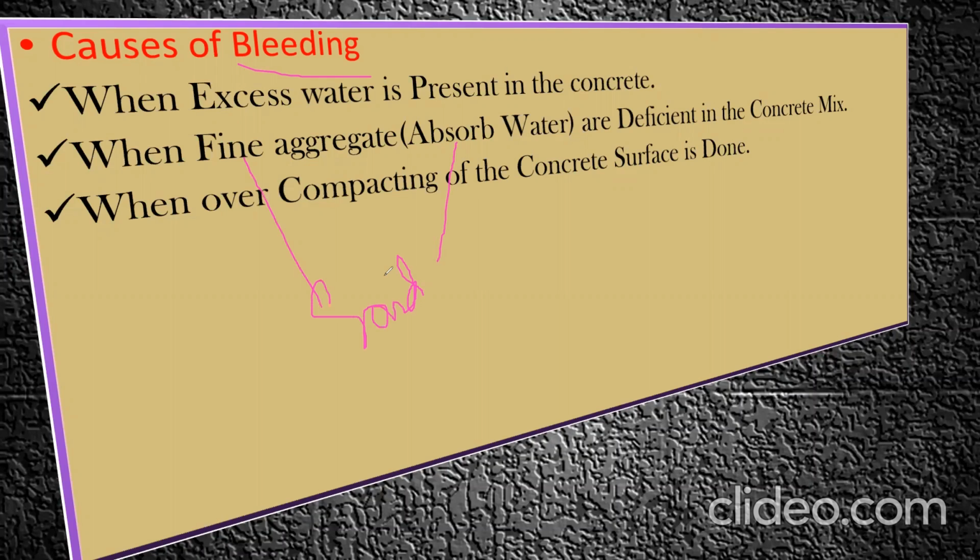As a result of that, since water is lighter when compared to coarse aggregate and fine aggregate, the water will float, and that floating water, what we saw there, is called bleeding. So whenever there is a deficient quantity of fine aggregate, that is also another reason for the bleeding. The third is over compaction of the concrete surface: when you use a vibrator for a very long time and do more and more compaction, what will happen? The water will try to come to the top, which will result in bleeding.